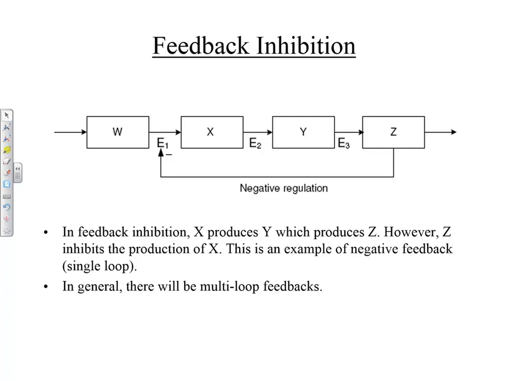The enzyme E1 will be affected by Z. Yes, Z can come and affect the enzyme E1. Maybe Z also wants E1 and takes it away, doesn't let it act on W. It can happen that way, and there are lots and lots of examples of that. We will see some of those even later.